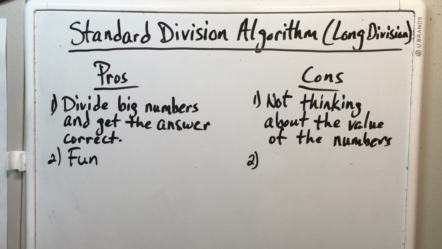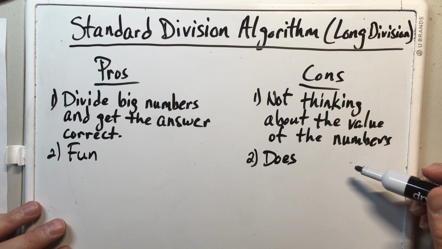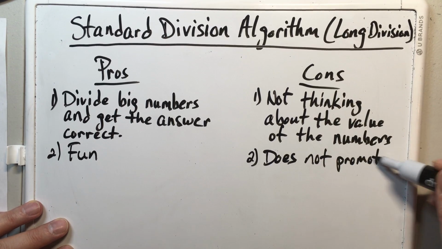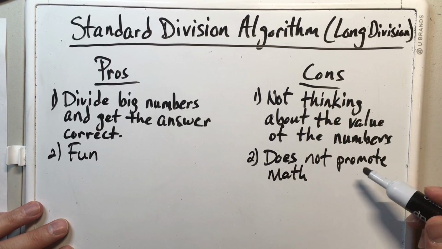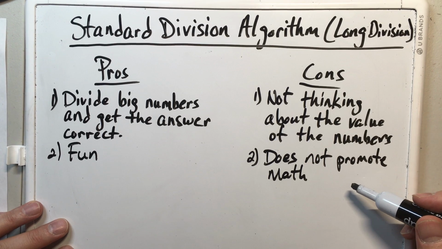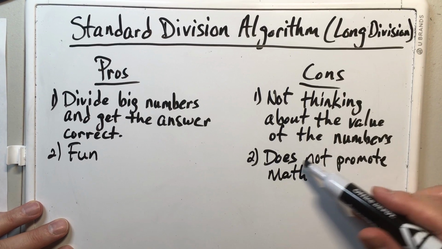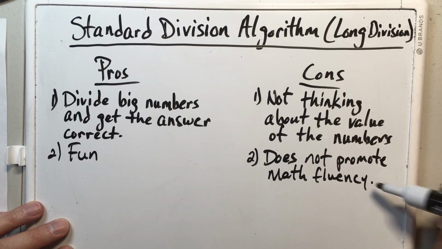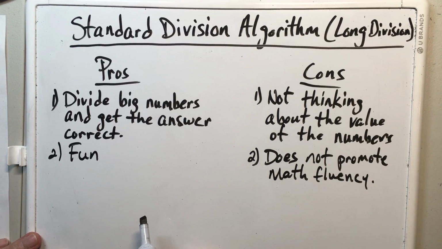A con, it does not promote math fluency, I don't think, in my opinion. If you don't have a whiteboard and a dry erase marker or a pencil and paper, you're not going to be able to do it mentally, in my opinion. Maybe somebody can, but not me. Okay, and ultimately, I don't know a lot of people that walk around with a whiteboard and a dry erase marker. I know I don't.